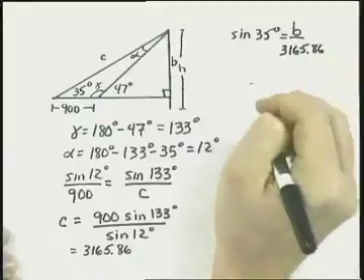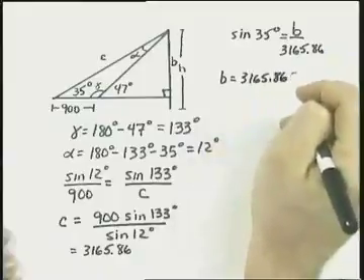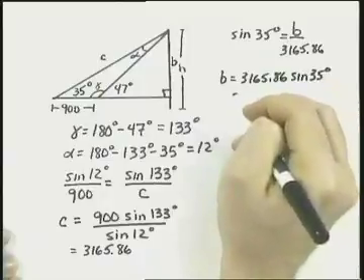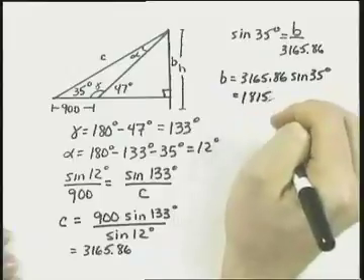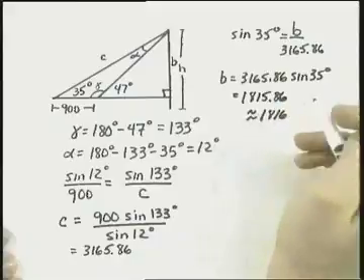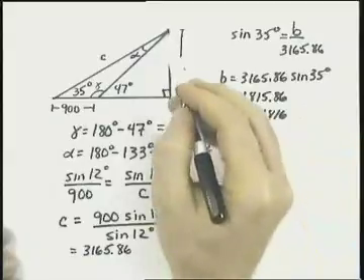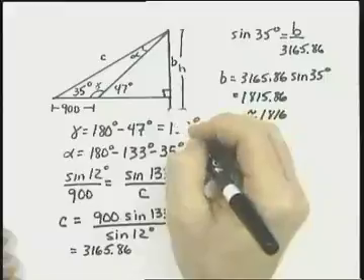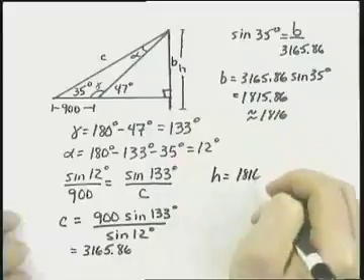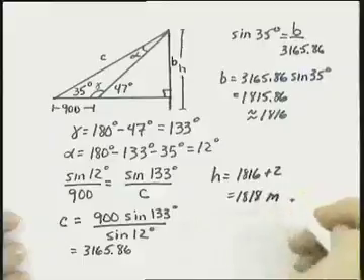C is 3165.86, so B is going to equal 3165.86 times the sine of 35 degrees. We get that B is equal to 1815.86, which is about 1,816 meters. So the value of B from here to here is 1816, but don't forget that the transit's 2 meters off the ground, so the height of the mountain, H, is the 1816 plus 2, or 1,818 meters.